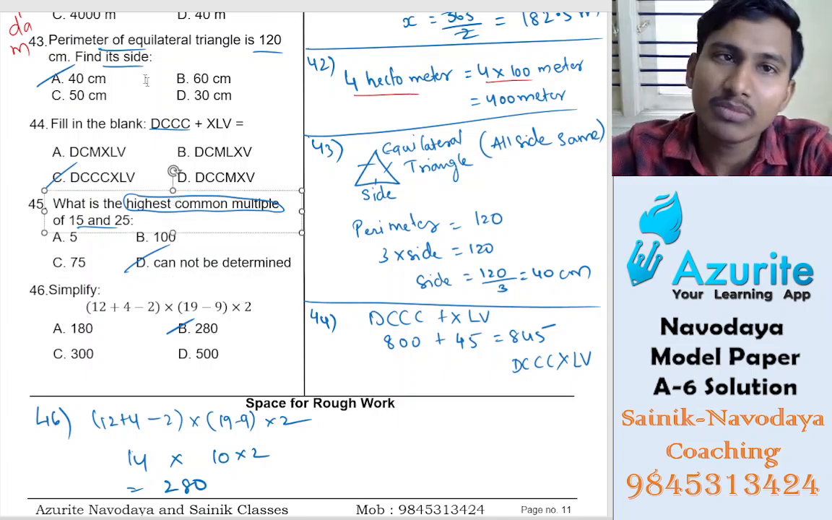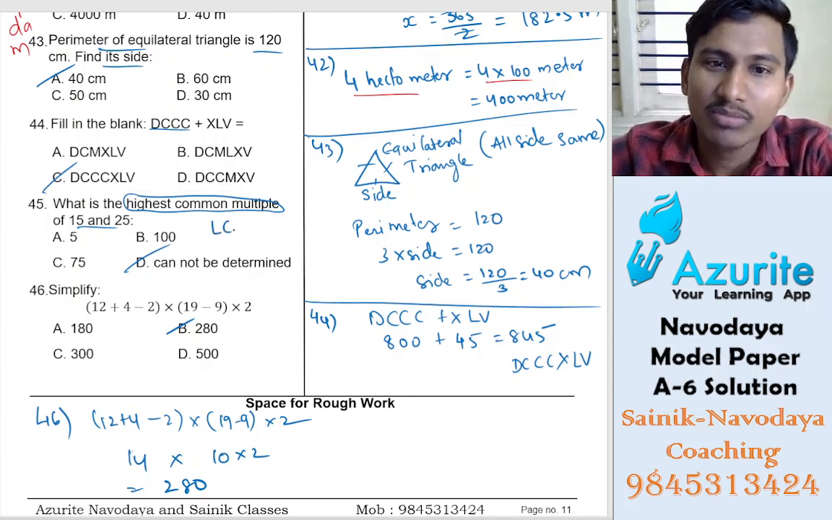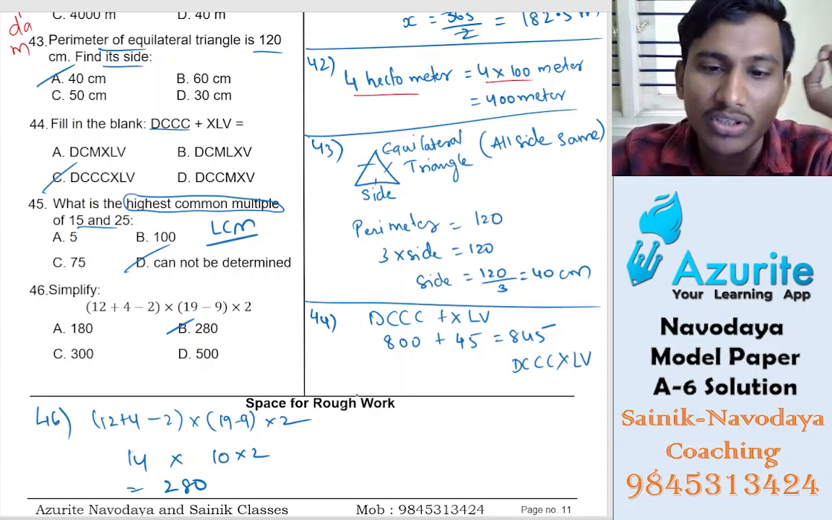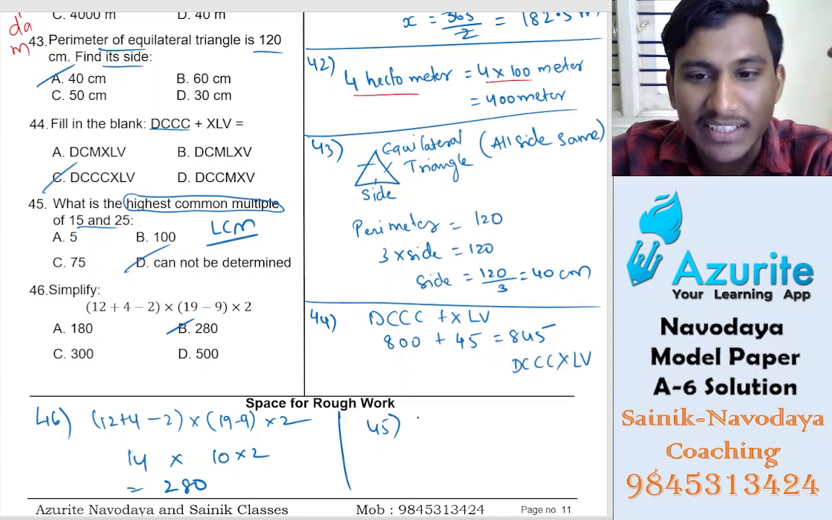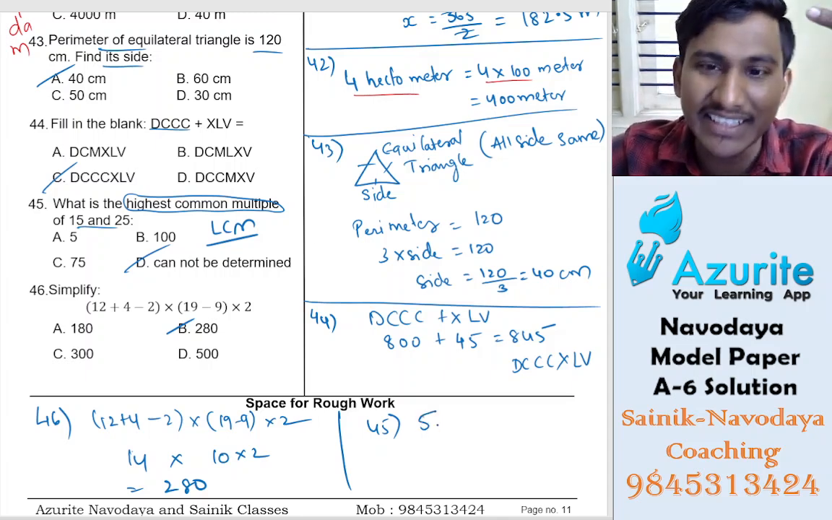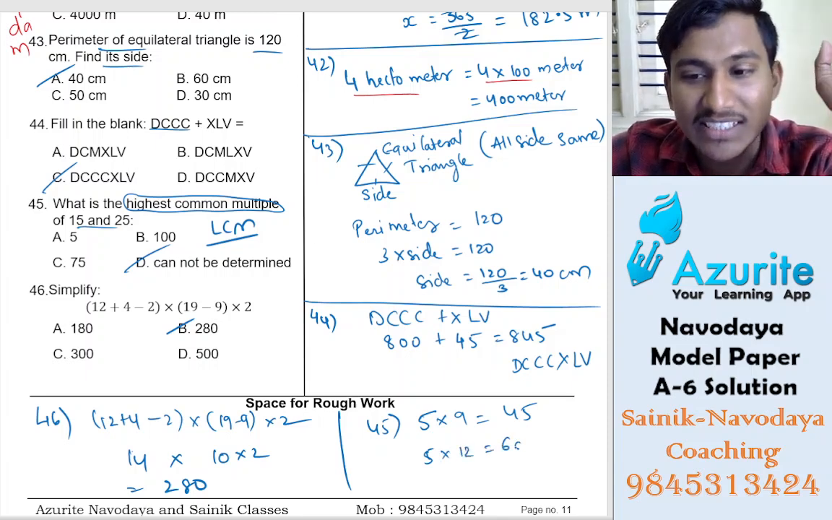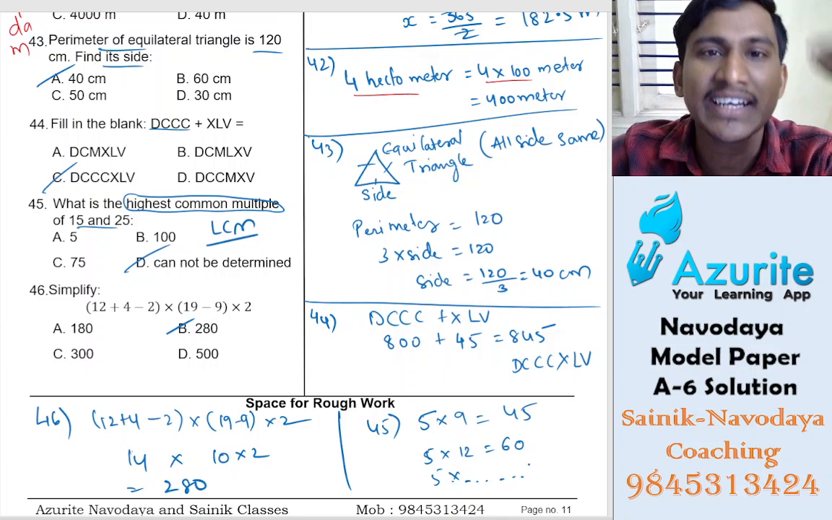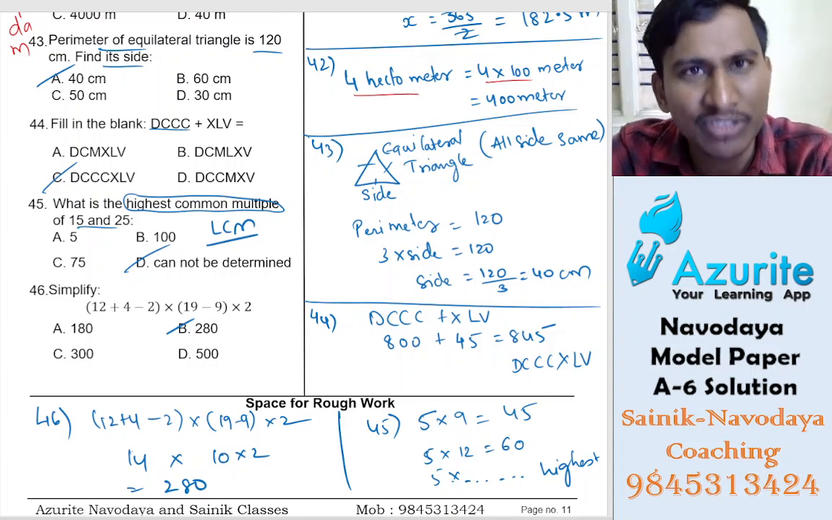So we know lowest common multiple means LCM, right? We can never find the highest, because you know what? If you keep on multiplying here, 5 is there. If you multiply with 9, you will get 45. If you multiply with 12, you will get 60. Like this you can keep on multiplying with any number and you will get higher and higher numbers. You cannot find the highest number because you can multiply with a bigger number.